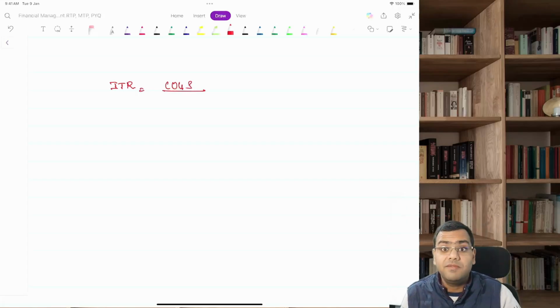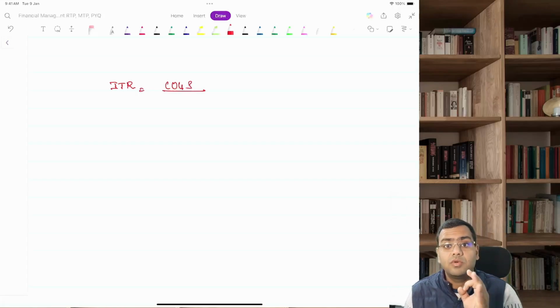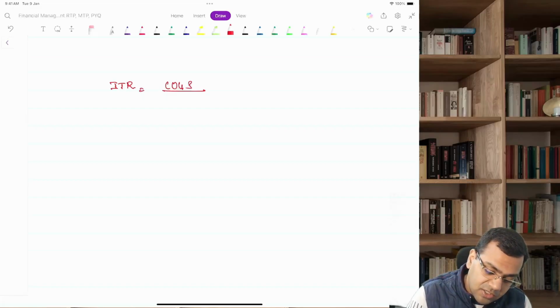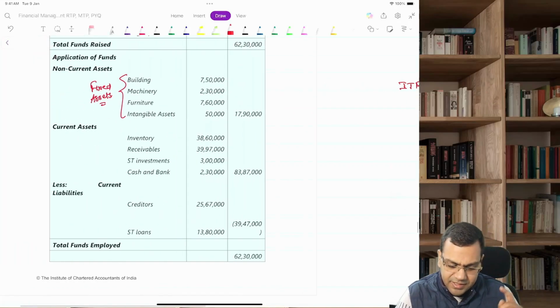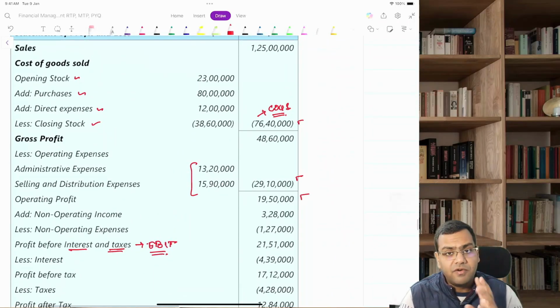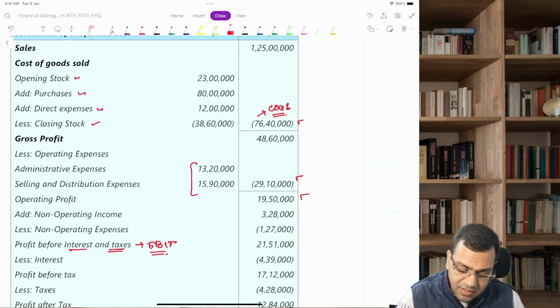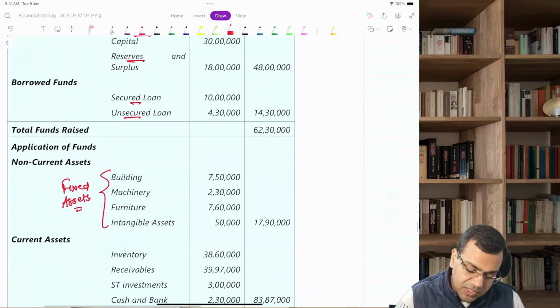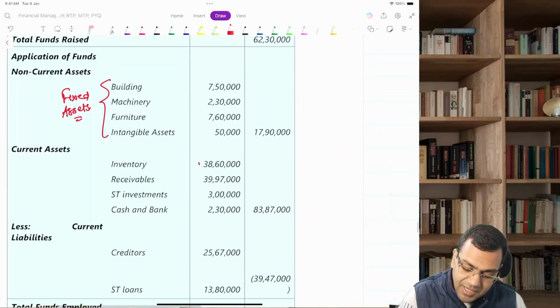No, sir. Here we will not take the average inventory, because the question has specifically mentioned that you have to take all the closing figures, right? So here we can take COGS divided by closing inventory. Do you have the value of COGS? Yes, sir. COGS value is 76 lakh 40,000. Do you have the value of closing inventory? Yes, sir. The closing inventory comes out to 38 lakh 60,000.